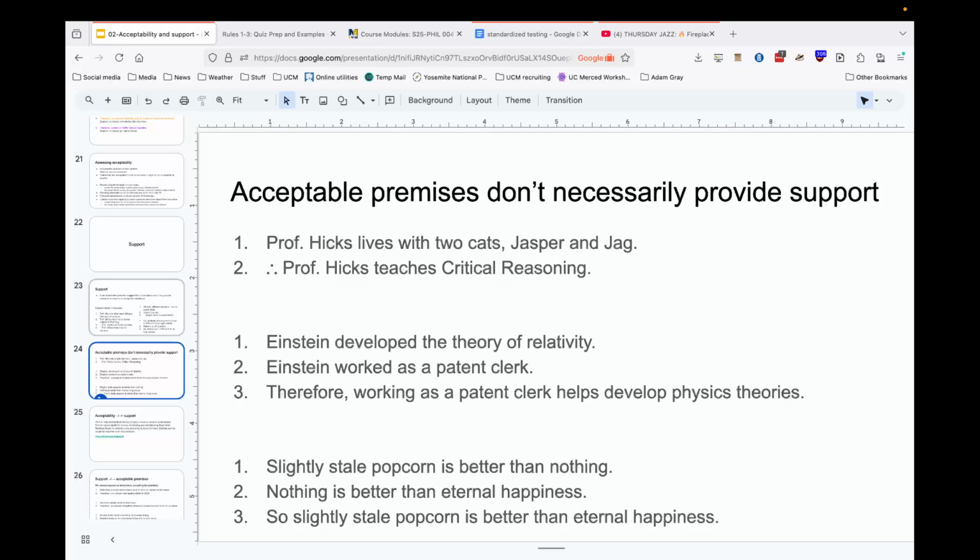Third example, one of my favorites. Slightly stale popcorn. You know, popcorn that's like a day old. You went to the movies and you brought half the bag home with you. Slightly stale popcorn is better than nothing. Well, nothing is better than eternal happiness. So slightly stale popcorn is better than eternal happiness. What's gone wrong here? Think about that. See if you can explain what's gone wrong in this example, then discuss at your tables.